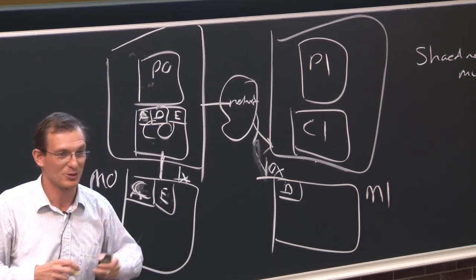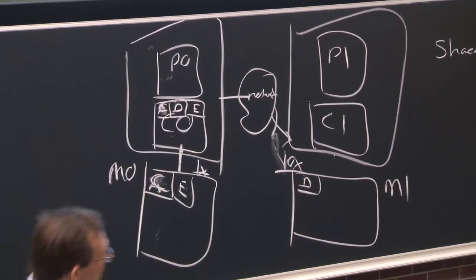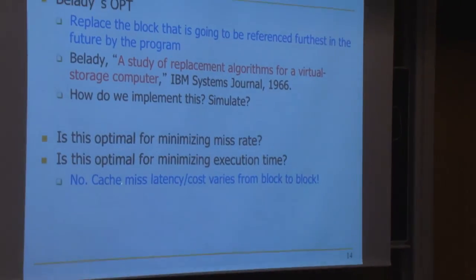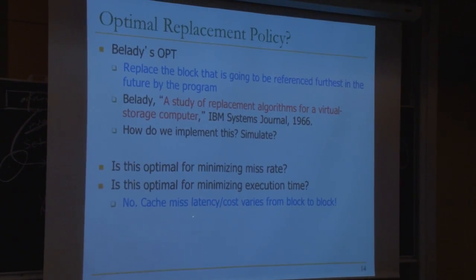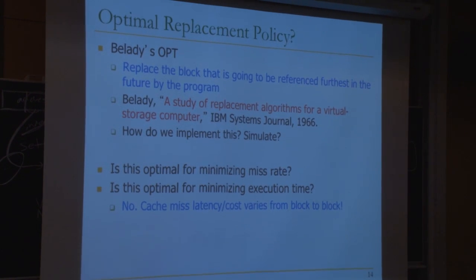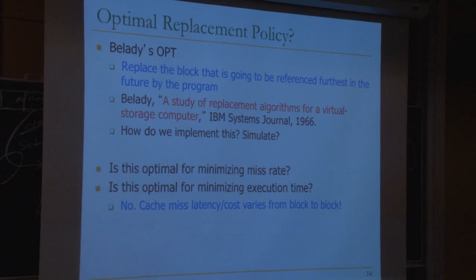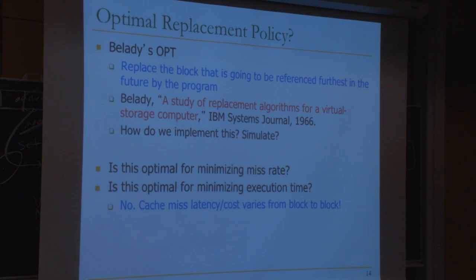And we'll see this in a little bit more detail if we actually get to it. OK, so this is not optimal for minimizing execution time, because cache miss latency or cost varies from block to block. And I've given you one example of latency here, 10x versus 1x. And cost is, even though the latency may be the same, the overlapping determines the cost of the cache miss. A cache miss that happens by itself is a lot more costly to the processor.